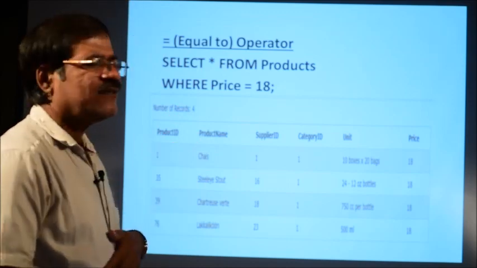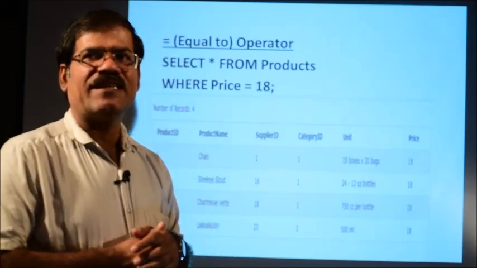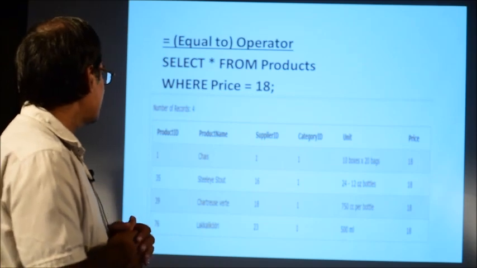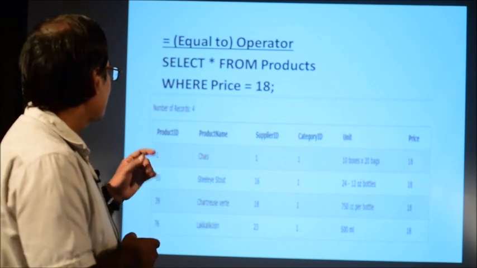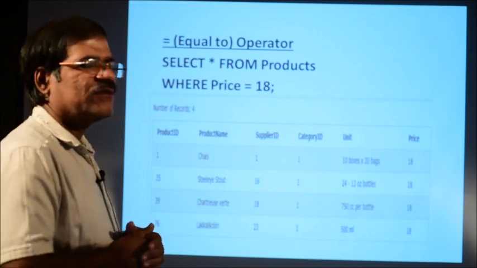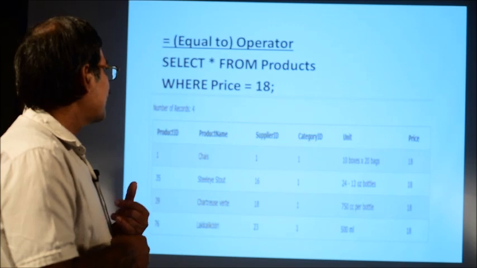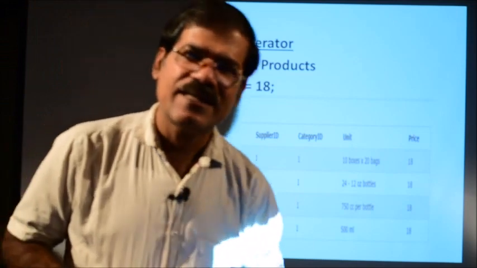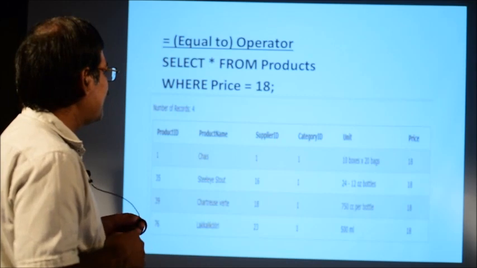There may be multiple records in that product table, but where the price value is equal to 18, that many records will be retrieved from this product table and displayed on your screen. Star means all the fields are selected. This product table has 6 attributes or fields: product ID, product name, supplier ID, category ID, unit and price. But the records are selected according to the price value, where price is equal to 18.